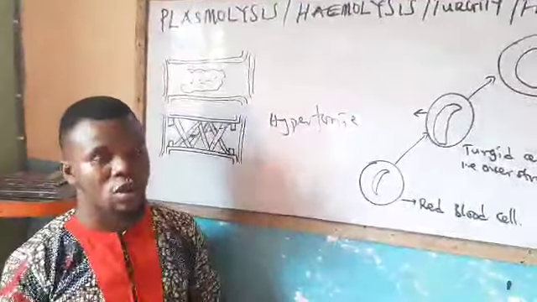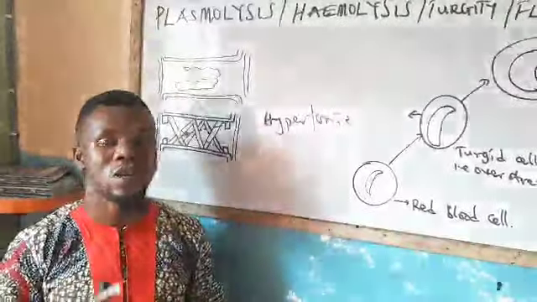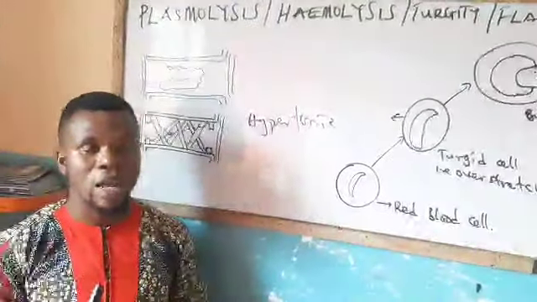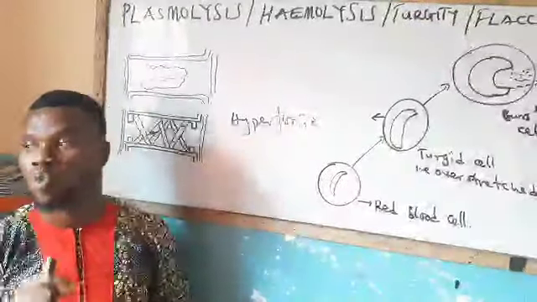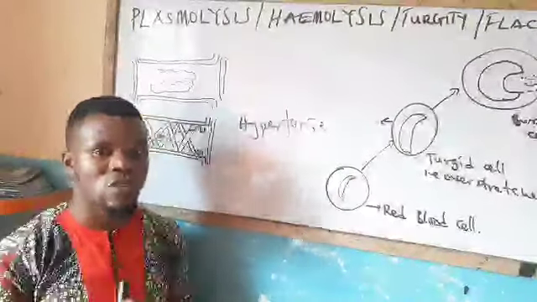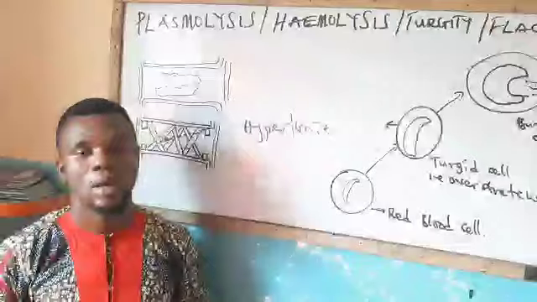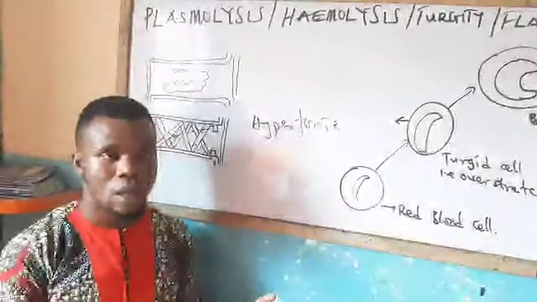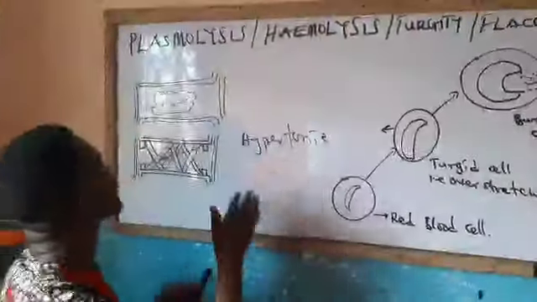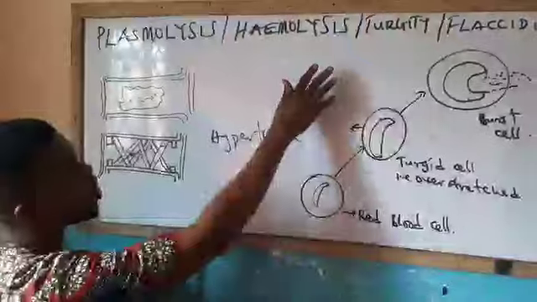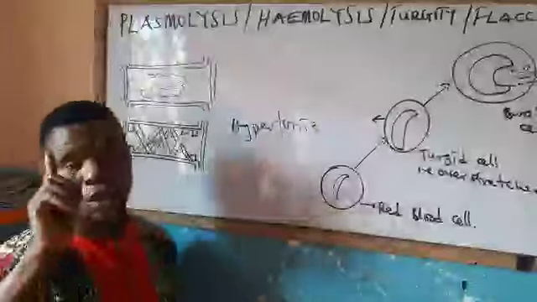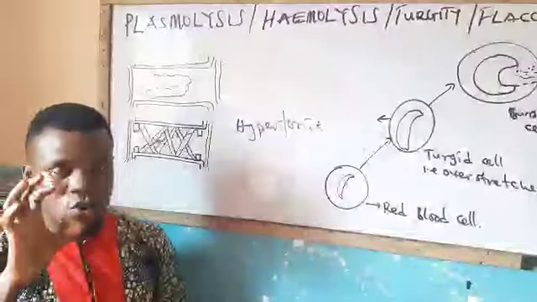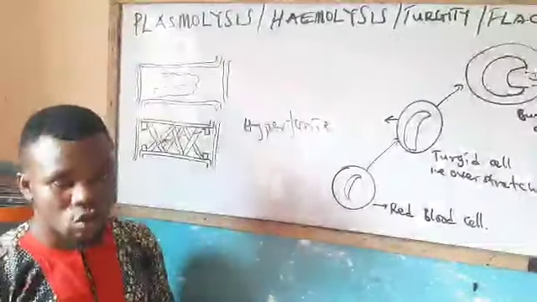Then we made reference to the case of osmosis, being the process whereby molecules, majorly liquid, move from the region of lower concentration to higher concentration through a selectively permeable membrane. That is the case of osmosis. Now today we'll be looking at plasmolysis, hemolysis, turgidity, and flaccidity. But in order to iron out these, there are three conditions in which a solution can exist that I need to make clear to you.